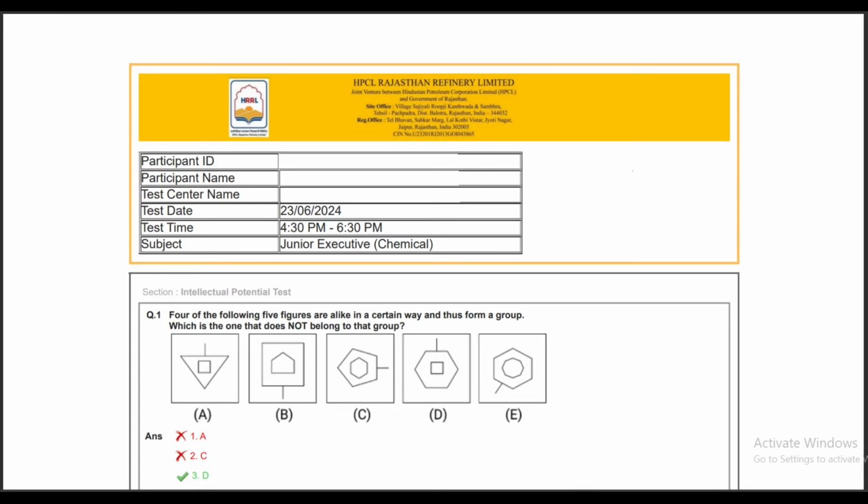Today I am going to start this question paper. This exam was conducted by the HPCL Rajasthan Refinery Limited for the post of Junior Executive in Chemical, and yesterday, 8 February, was the last date. They had also advertised for the same post for 2025, and this question paper is of 2024. Now I will provide you solutions and we will solve the technical knowledge section of this question paper together.